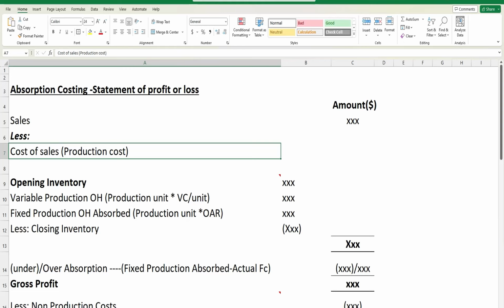So in this video, we will be learning about statement of profit or loss and how we calculate it in case of absorption costing system and marginal costing system. In this video, we will only be learning about the absorption costing system, because the question that one of my viewers asked is based on absorption costing, and after discussing all these topics we will move towards the question.